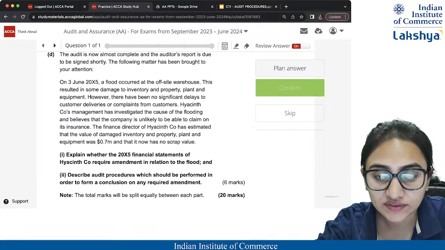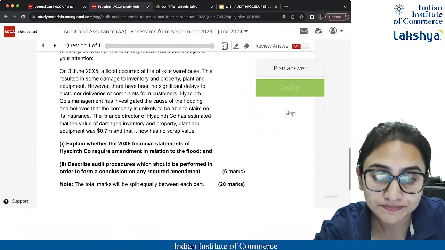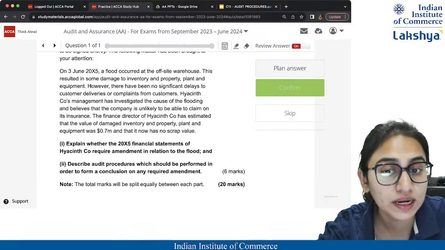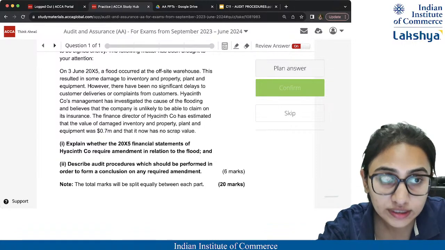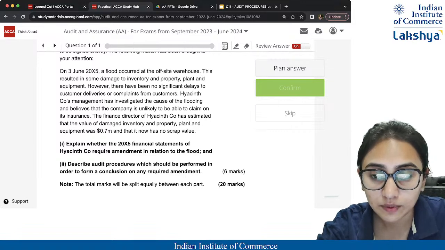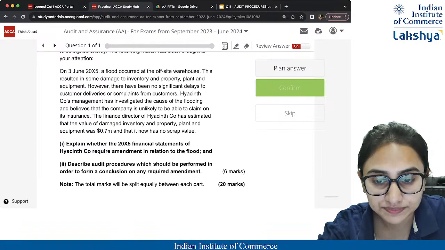Explain whether the 20x5 financial statement of Hyacinth Company require amendment in relation to the flood, but it is a non-adjusting event, and because floods is something that you had no idea about at the year end. If you had an idea, you would have done something to stop it. Describe audit procedures which should be performed in order to form a conclusion on any required amendment.